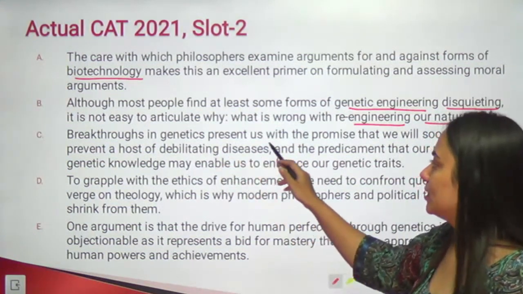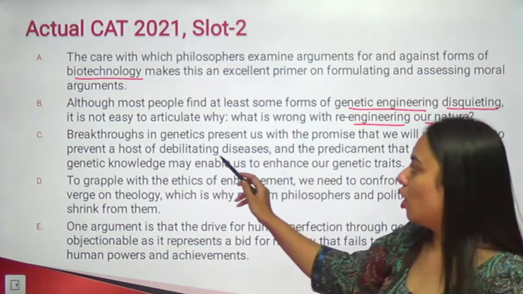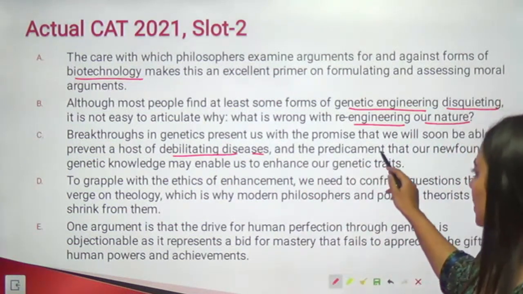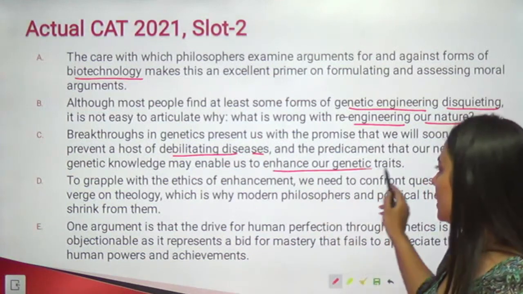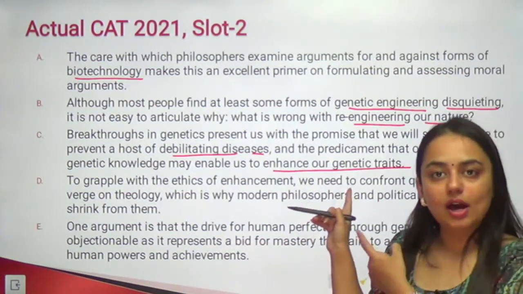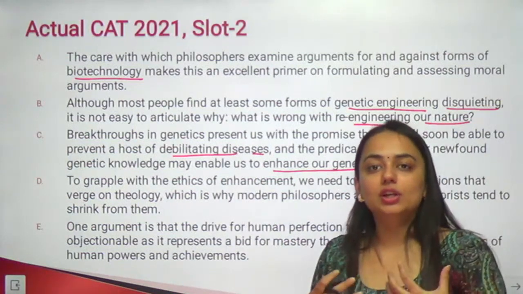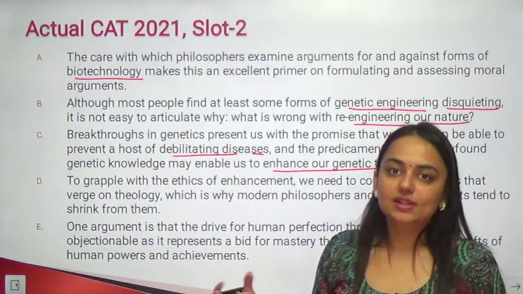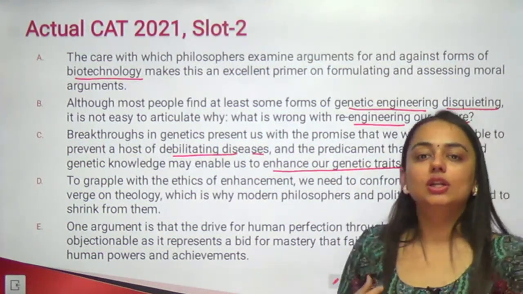Breakthroughs in genetics present us with the promise that we will soon be able to prevent a host of debilitating diseases. And the predicament is that our newfound genetic knowledge may enable us to enhance our genetic traits. So here are the justifications. One, if we can genetically develop our offspring, they will be prevented from certain kinds of diseases. So what is wrong in that? Or we can enhance our genetic traits also.